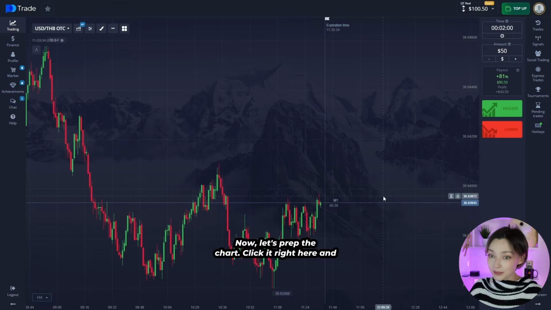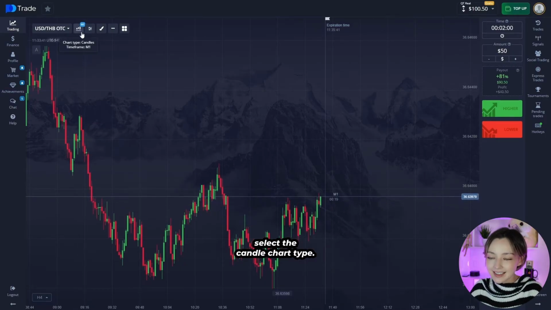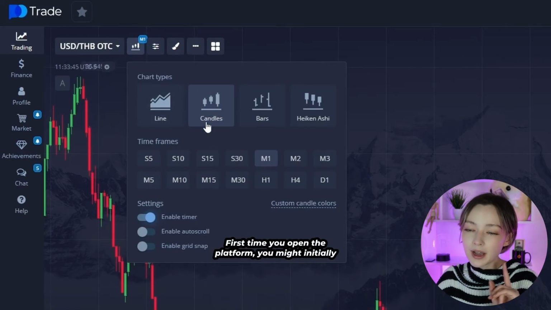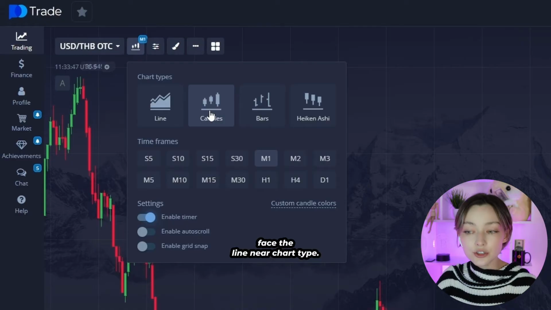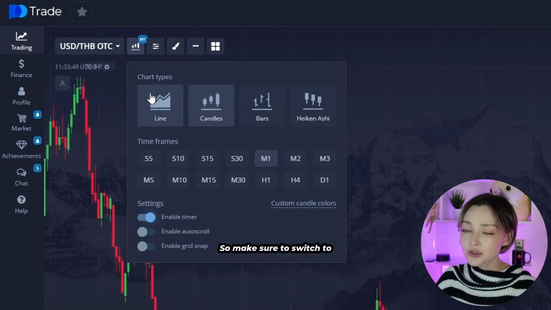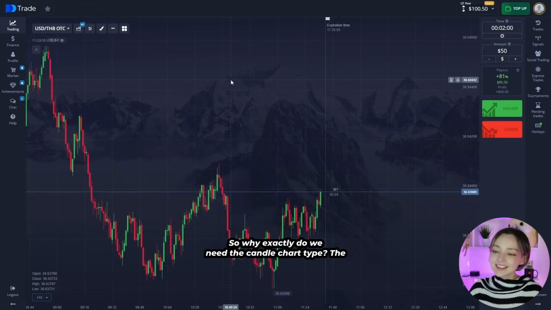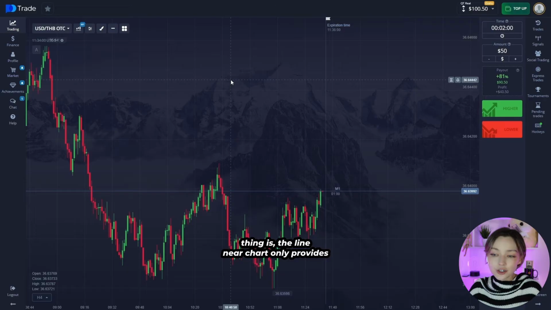Now, let's prep the chart. Clicking right here and selecting the candle chart type. The first time you open the platform, you might initially face the linear chart type, so make sure to switch to candles. That's very important. So why exactly do we need the candle chart type? The thing is, the linear chart provides so little data that it is barely possible to run any analysis with it.